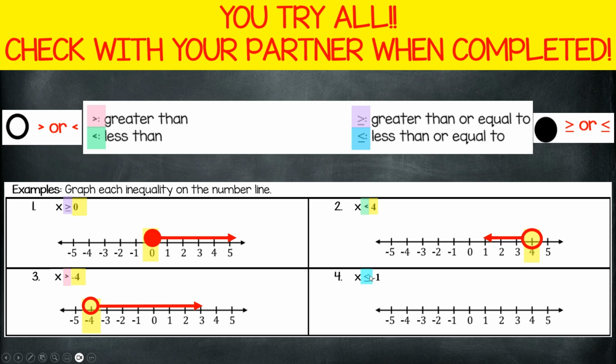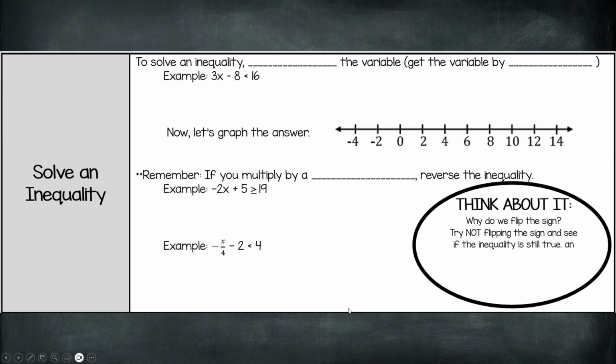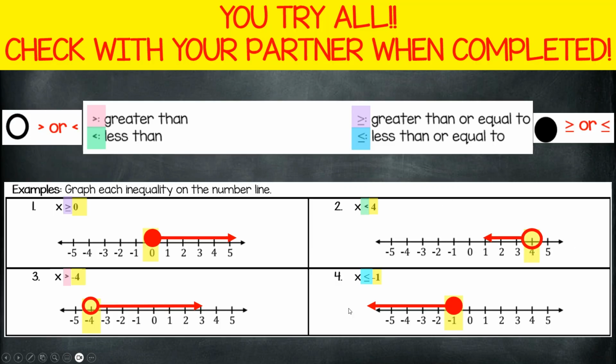Finally, we have x is less than or equal to negative 1. And so we're going to go to negative 1 with a closed circle. And with a less than symbol, we are going to go to the left. Check your answers. If you got them right, great. If not, go back and check them so you have the correct answers in your notes.